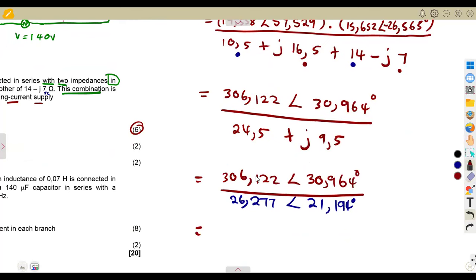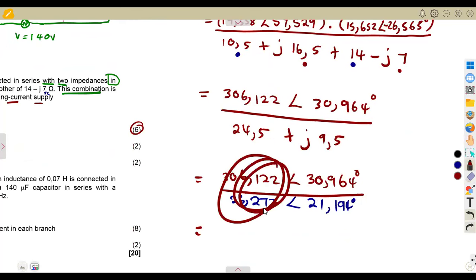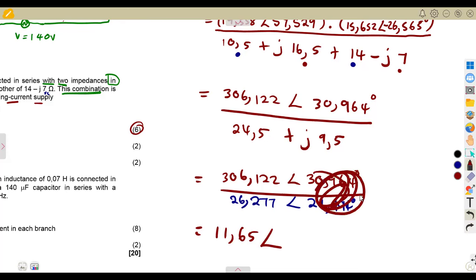So we are back to the division in polar form. I talked about this division. You divide the numbers together. So if you divide the numbers, that was going to give us 11.65. Then the angles you subtract. So these angles that you're given, this time you subtract. So that's 30.964 minus 21.194, which is going to give us 9.7702, 3 decimal places, just 9.77.